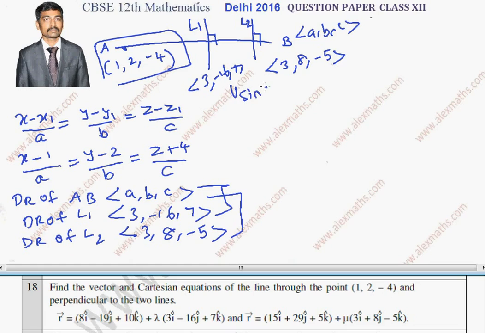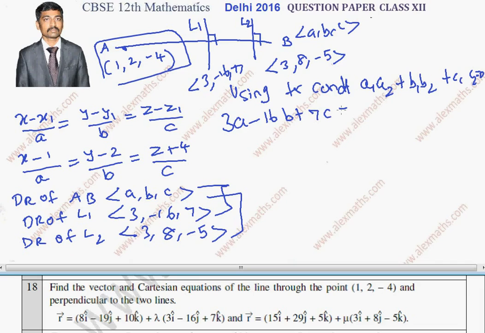So using the perpendicular condition, a1 a2 plus b1 b2 plus c1 c2 equals 0. For AB and L1, it is 3a minus 16b plus 7c equals 0. Using the perpendicular condition for AB and L2, 3a plus 8b minus 5c equals 0. Now using the cross multiplication method, we are going to find the values of a, b and c.